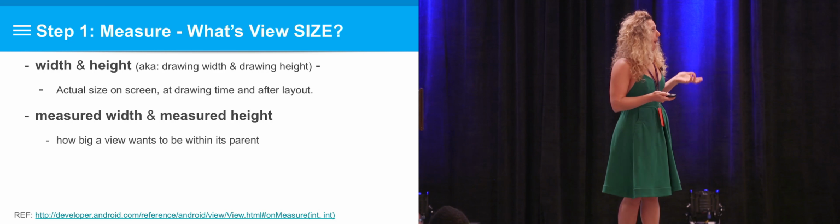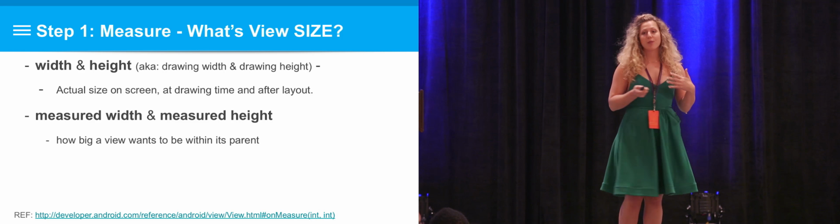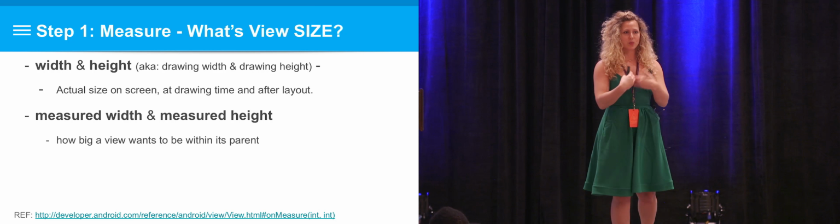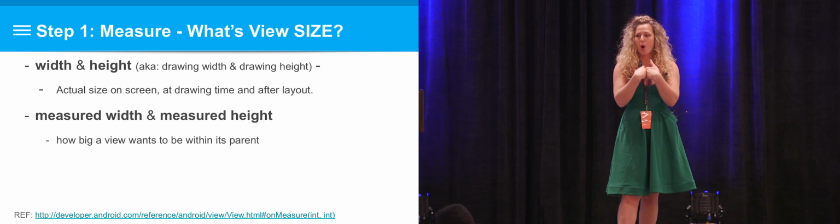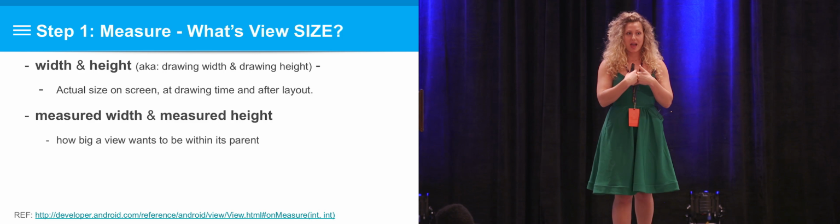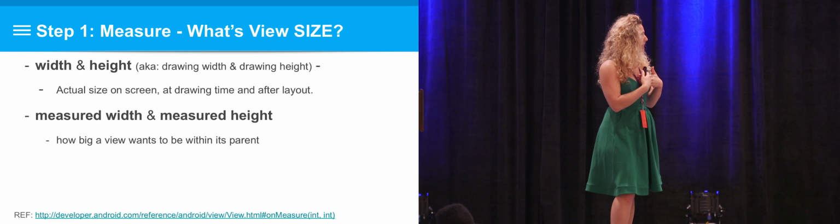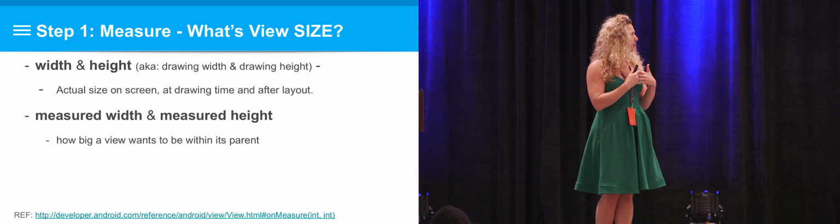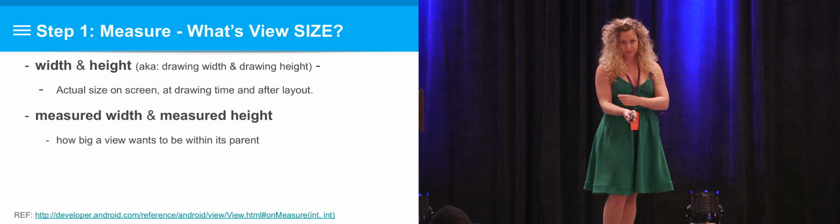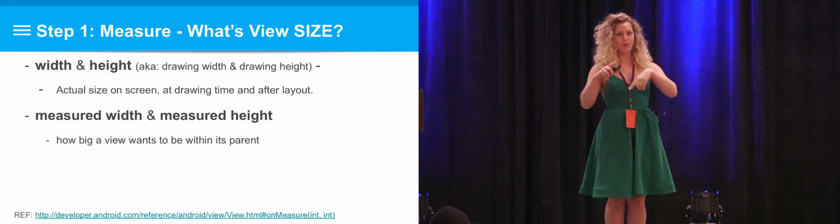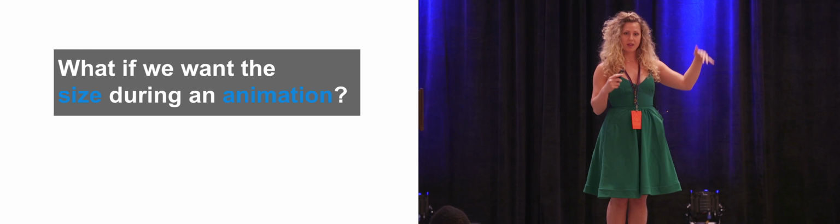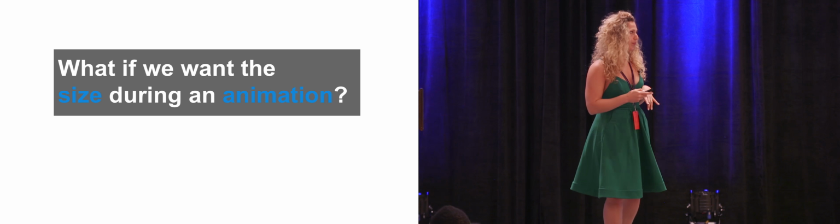All right. But we also have a measured width and a measured height, and this is what the view wants and hopes to have as a size. And this is going to be decided on the measure part. So it's even before the width and the height, we know the measured width and height.